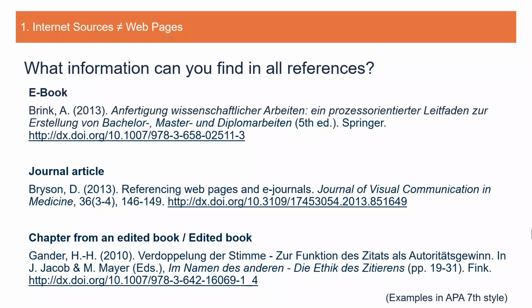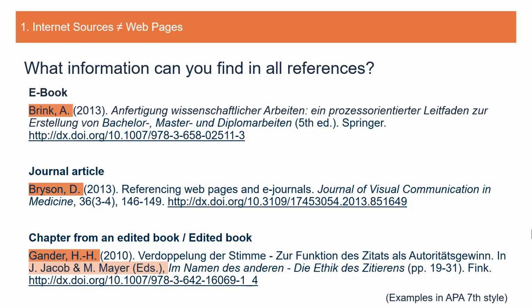The first piece of information we can always find is a person, an author. Brink A, Bryson D, or Gander HH. So it's always a person who created this work. In this case, it's always an author, but for other types of works, it might be a composer, an artist, a cartographer, or some other kind of creating person.